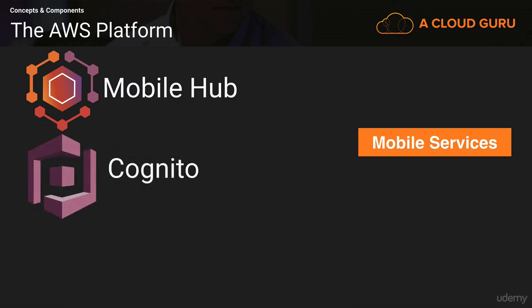So it consists of things like Cognito. Cognito makes it easy for you to have users sign up and sign into your apps using things like social identity providers.